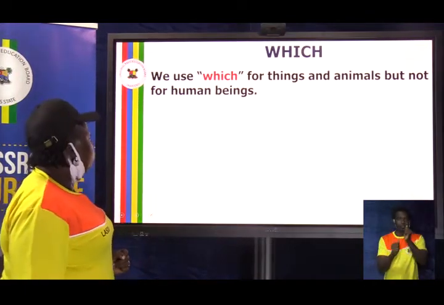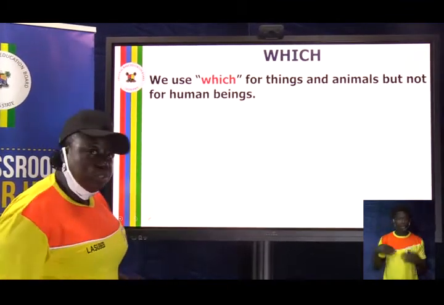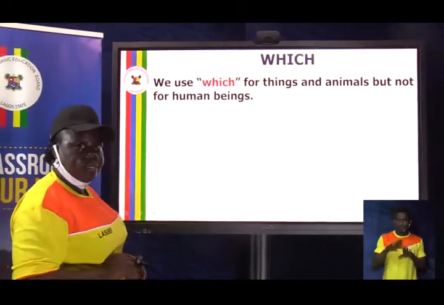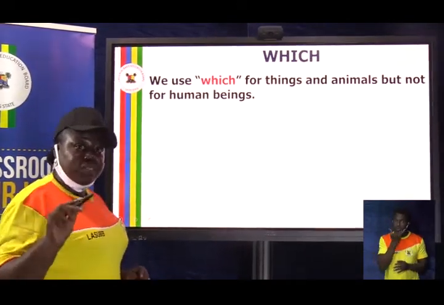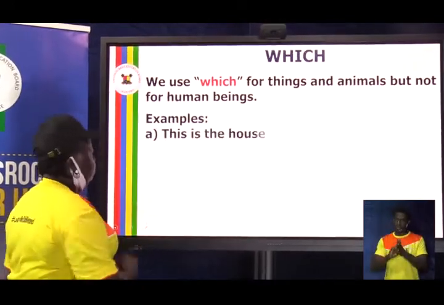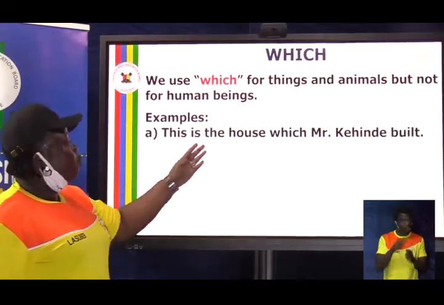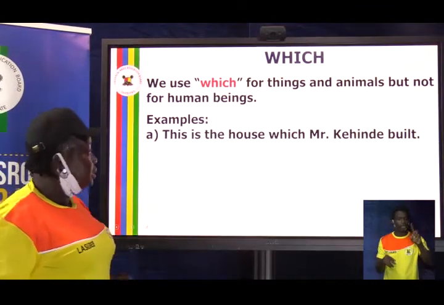W-H-I-C-H. Which. We use which for things and animals, but we don't use it for human beings. It will be incorrect for you to use which for human beings. Examples. This is the house which Mr. Kende built.